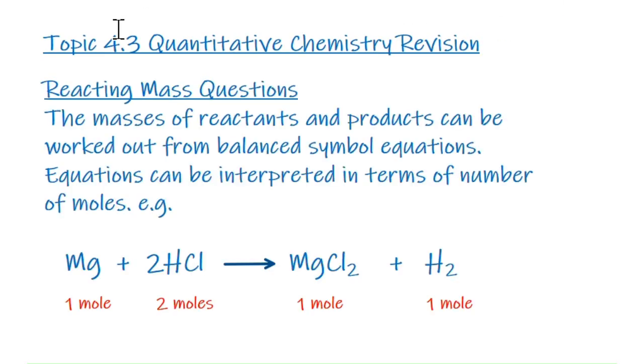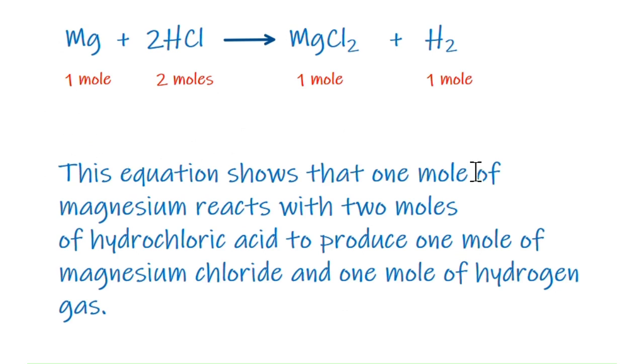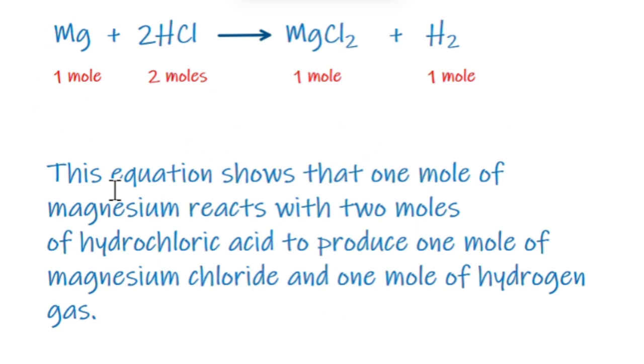So, reacting masses. The masses of reactants and products can be worked out from balanced symbol equations. Equations can be interpreted in terms of numbers of moles. Let's look at this example here. A simple balanced equation, Mg plus 2HCl goes to MgCl2 plus H2. The equation shows that 1 mole of magnesium reacts with 2 moles hydrochloric acid to produce 1 mole of magnesium chloride and 1 mole of hydrogen gas.